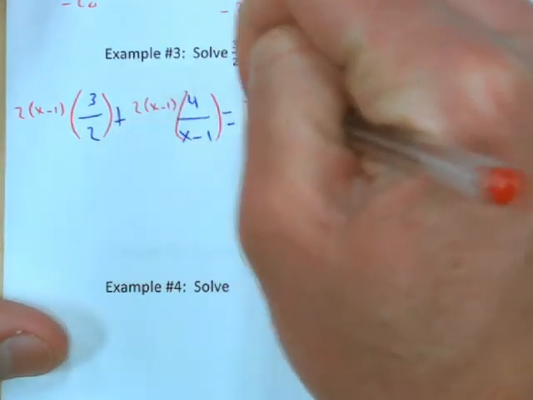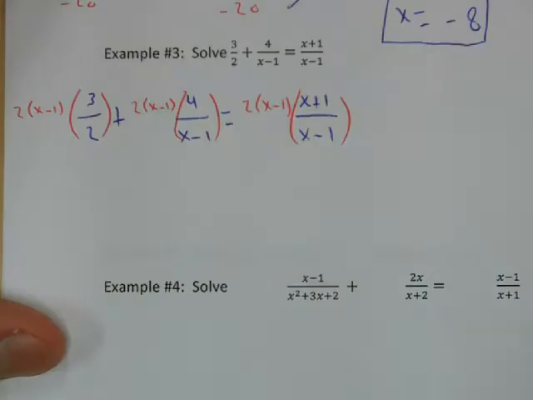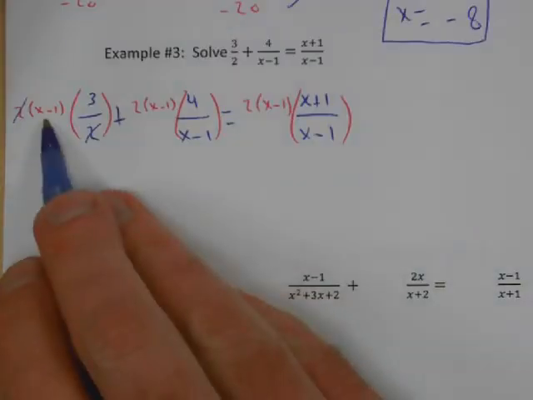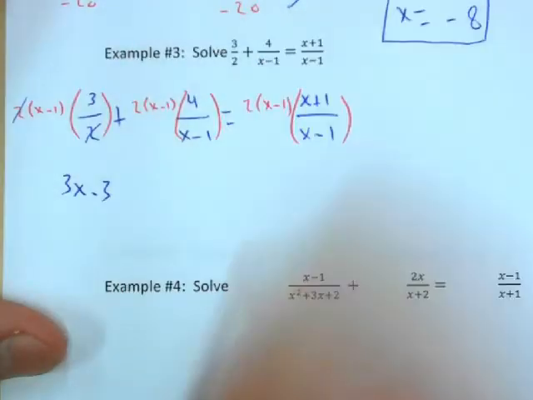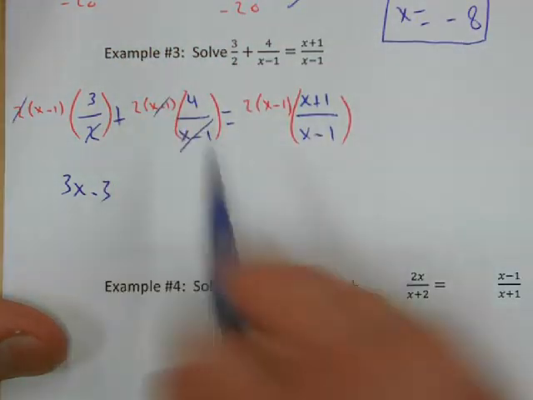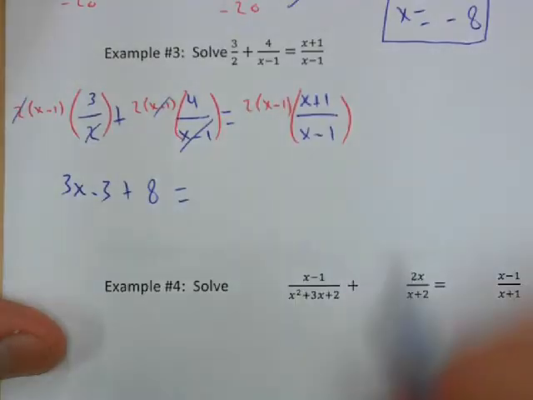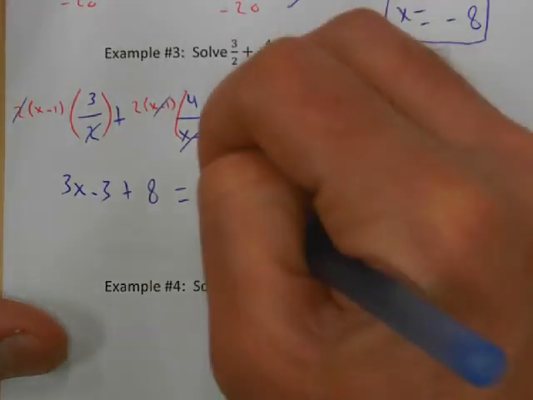So a lot of these problems require a lot of writing, but hopefully they're not too difficult. All right, so here the 2's are going to reduce, and I'm left with x minus 1 times 3. If we distribute the 3, we get 3x minus 3. So no more fraction there. Awesome. Here the x minus 1's reduced, and I just get 2 times 4, so that's going to be plus 8. Equals, and then here the x minus 1's reduced, 2 times x plus 1 is 2x plus 2.